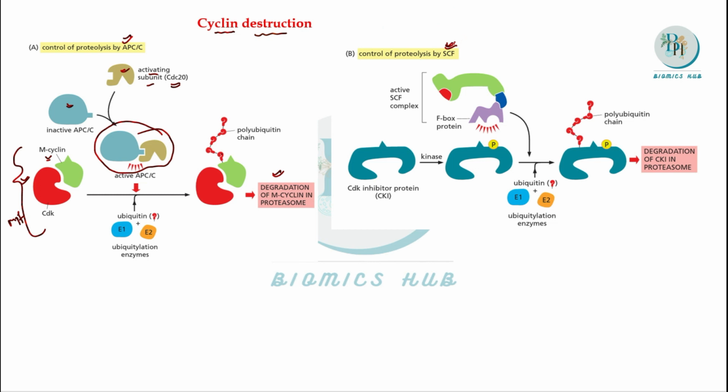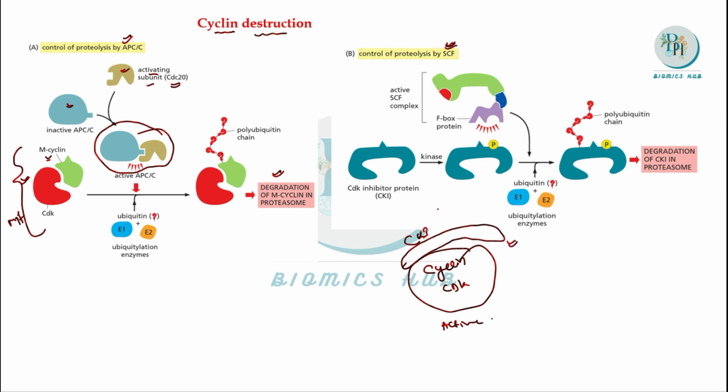The next is the SCF. How is this SCF regulating? When we have a cyclin CDK complex, it is in the active form. There is a kinase inhibitor, that is the CKI. CKI is a CDK inhibitor protein. What the CDK inhibitor protein does is it will not allow the cyclin and CDK to work. So when a cyclin needs to work, it has to remove the CKI, or the inhibitor protein.